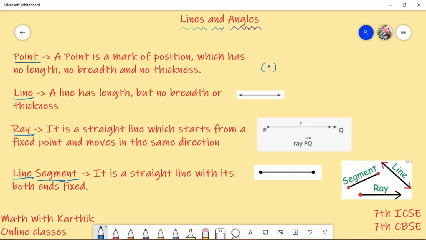Now come back to the second one. What do you mean by line? A line has length but no breadth or thickness. So this is a line, you can take it as A and B. It doesn't have thickness or breadth.